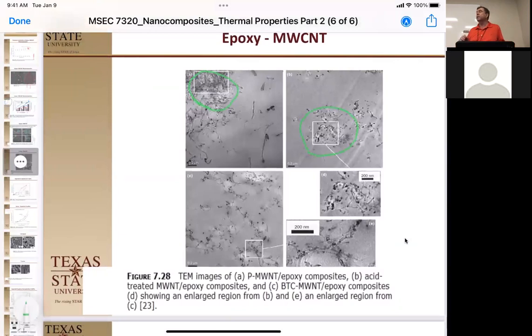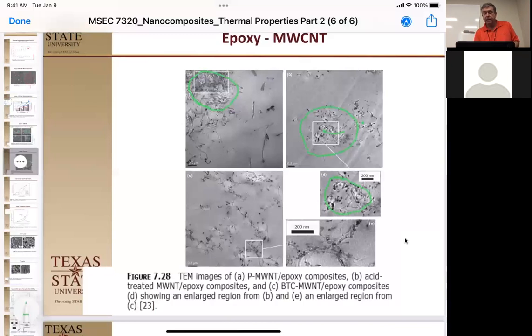Now with the phosphoric acid treated one, they saw a little bit of dispersion, but they also saw some aggregation. There was a little bit better dispersion, so that's why the conductivity was slightly higher. But they still had aggregation here. And if you look at this blow up of the aggregation of the phosphoric acid treated system, you'll see that they're kind of bunched up together.